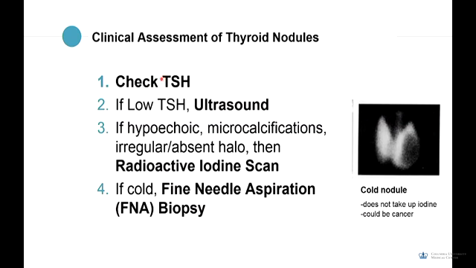If there is low TSH, you want to then ultrasound it. If you then see hypoechoic regions, microcalcifications, and a regular or absent halo, then you want to follow that up with a radioactive iodine scan. And if you get what you see on the right, which is a cold nodule where the thyroid is not taking up iodine, that's also very worrying. And you want to follow that up with a fine needle aspiration biopsy.